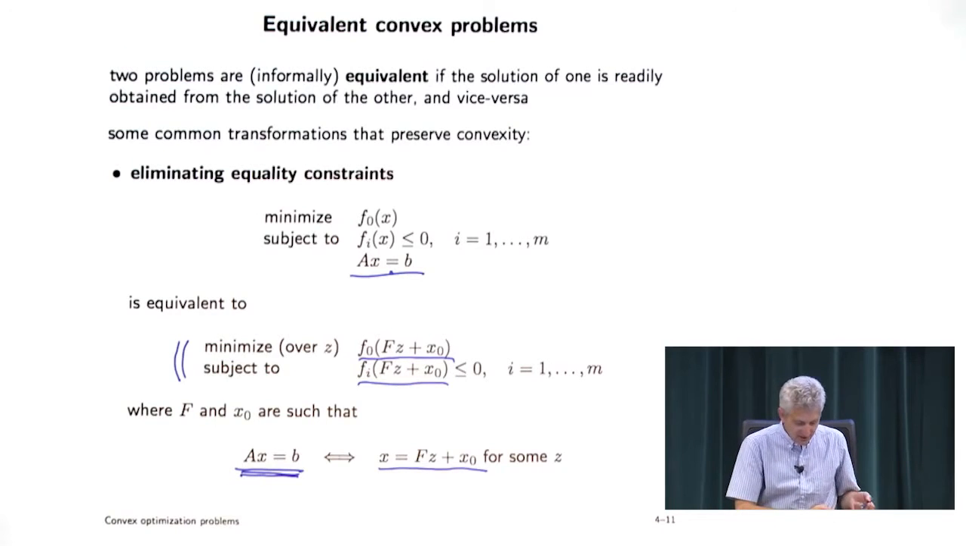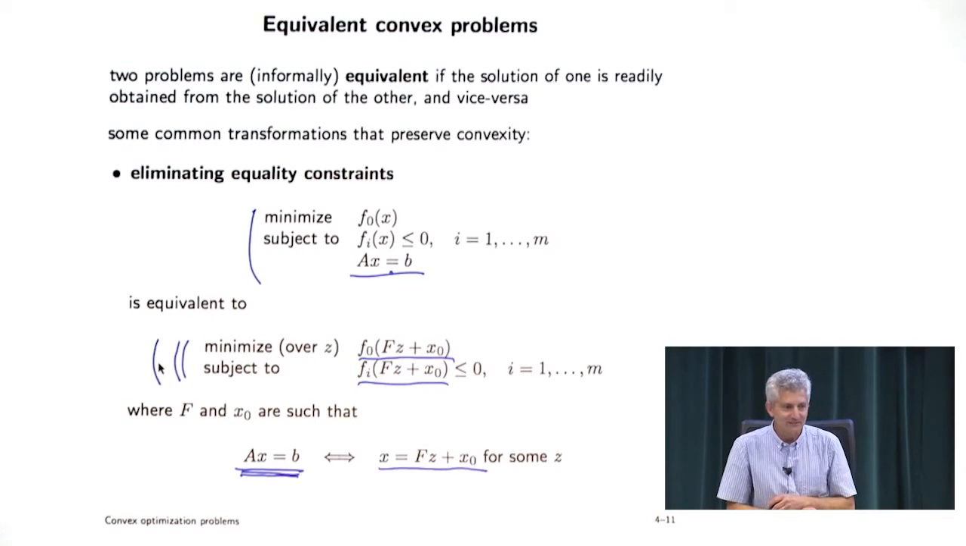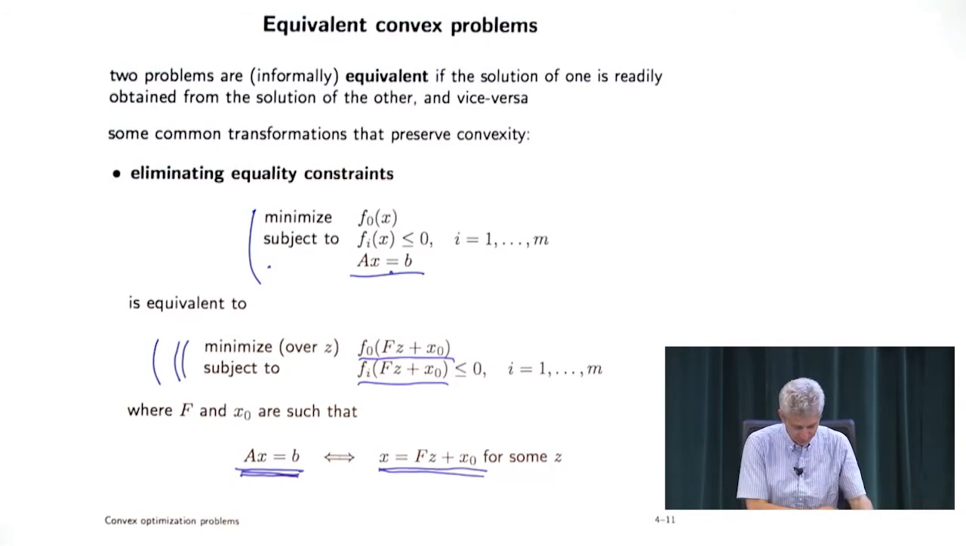Okay. Now, how would you solve this problem if you had a solver for that? Well, it's extremely easy. You take an instance of this problem, you compute F and x0, you solve this problem here, and that gives you z, and then you reconstruct x using this formula, right? So that's how you transform it. It's very simple, right? And you can go vice versa. So that's how that works.